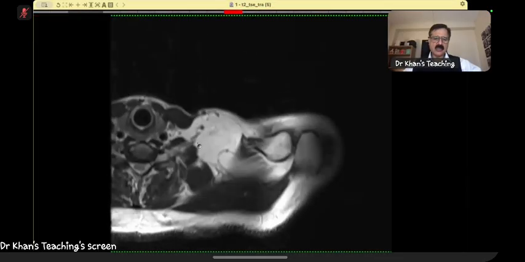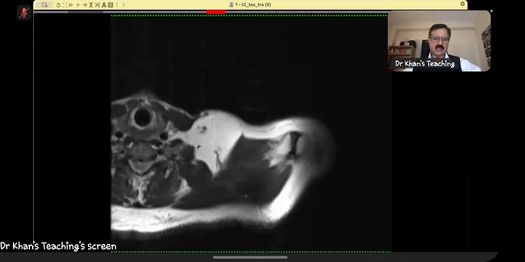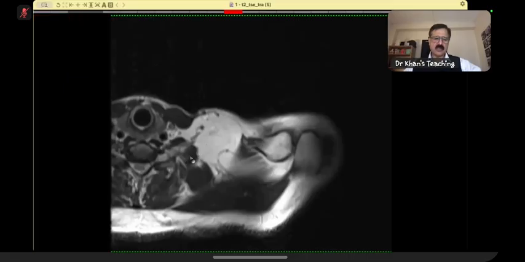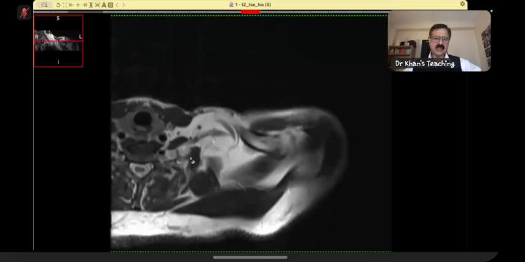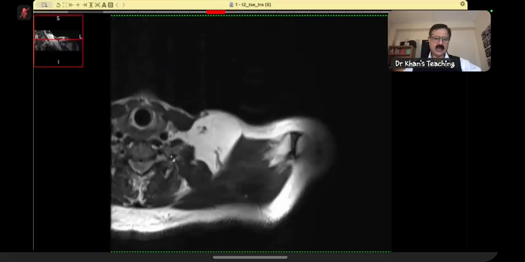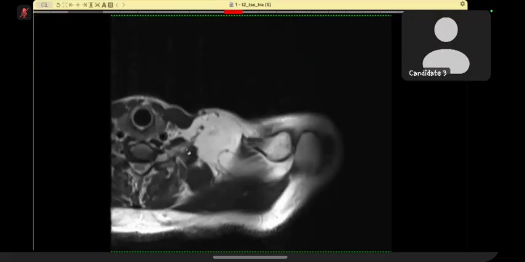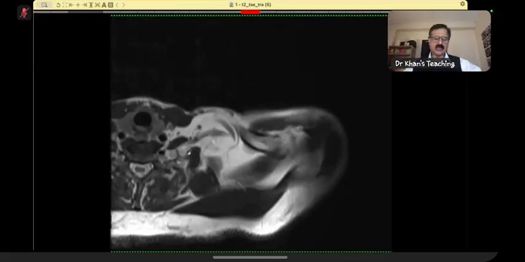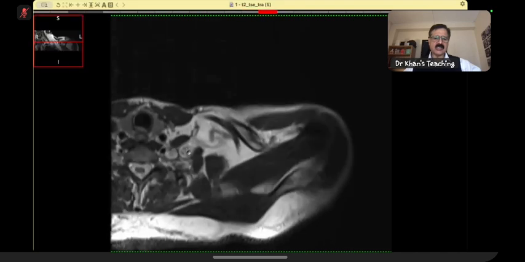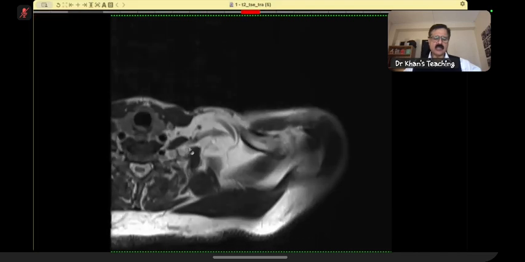The muscles here are, now if you see here, this is the scalenus anterior, this is the medius, this is C7-T1 level. Between the two are the roots of the brachial plexus. Just remember that is the axial landmark. So these are the roots.